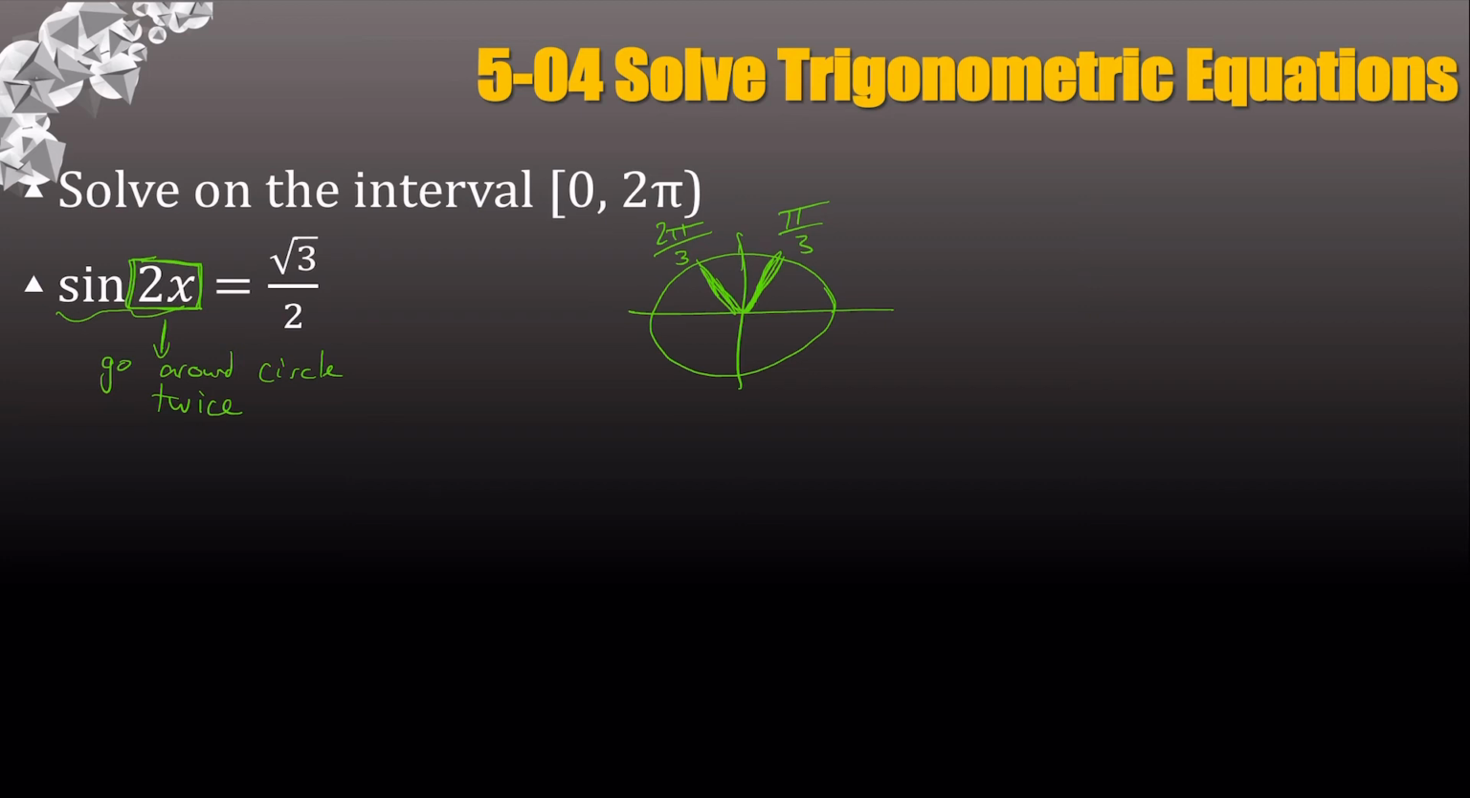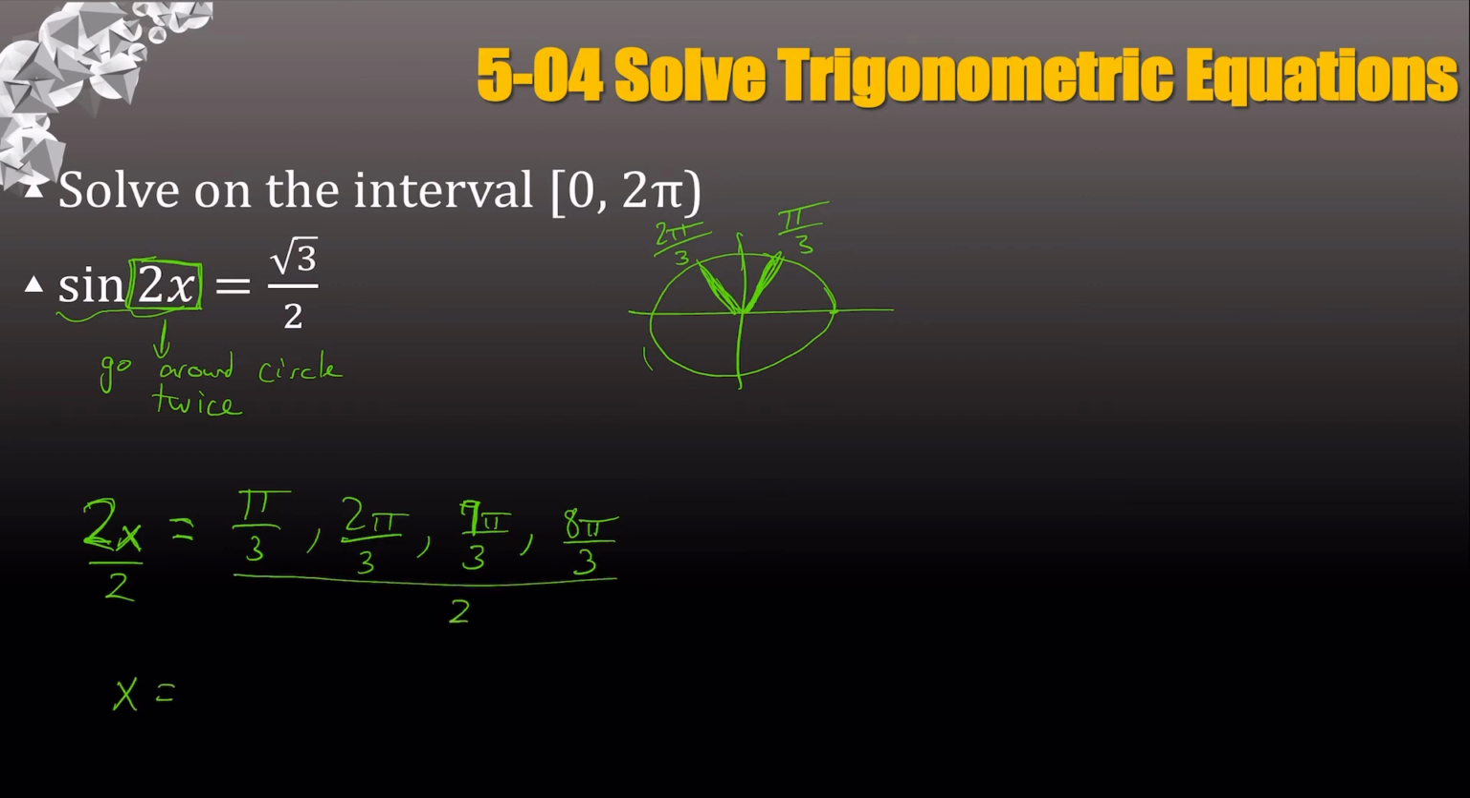So if I go around again, if I add 2 pi to that, I'll have those. And if I go around again, so that's pi over 3, that's 2 pi. 2 pi plus pi over 3 would be 7 pi over 3. And 2 pi over 3 plus 2 pi is going to be 8 pi over 3. Now, why did I have to do that? Because my angle is 2x. When I go and divide by 2 to get x by itself, I'm going to cut all these in half.